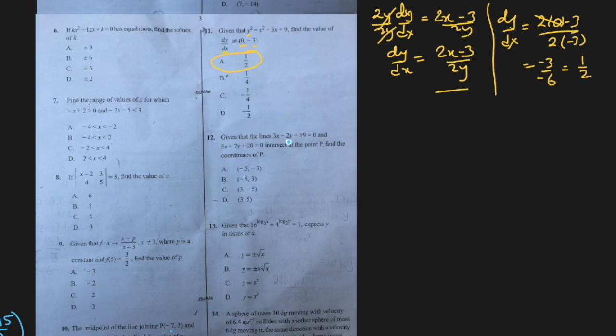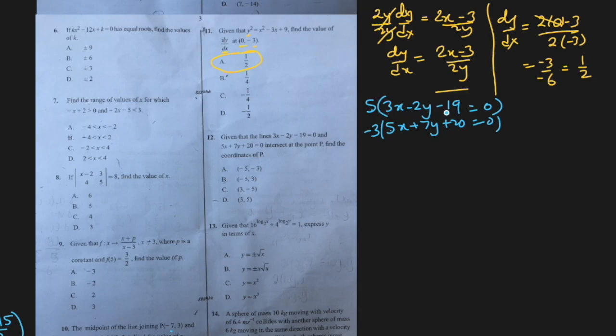Given that the line 3x minus 2y minus 19 equals 0 and this intersect at the point, we find the coordinates of P. Basically, these are two simultaneous equations which we have to solve. So 3x minus 2y minus 19 and 5x plus 7y plus 20 both equal to 0. So elimination method will be the better one in this case. So we will multiply this whole by 5 because LCM of 3 and 5 is 15. So I'll multiply this by 5 and this by negative 3 so that I will add the results.